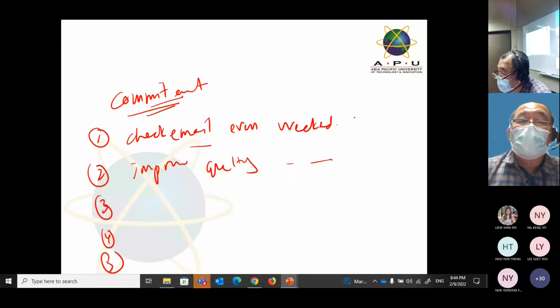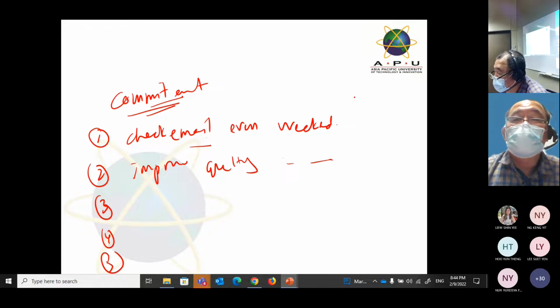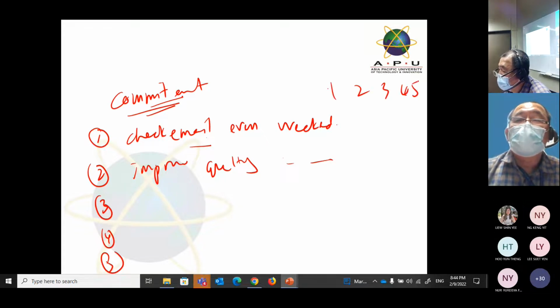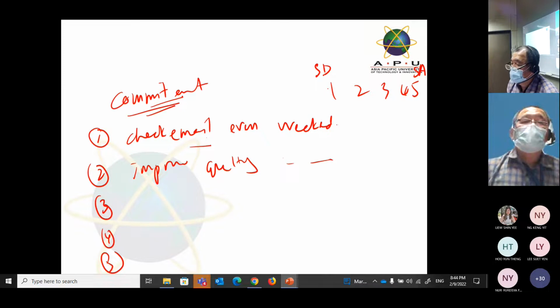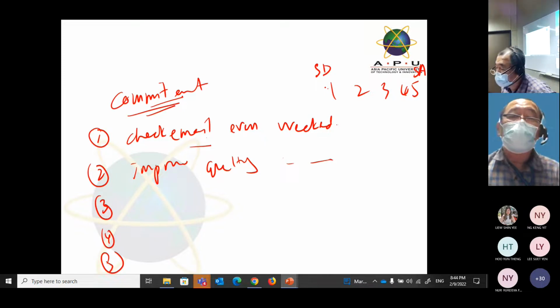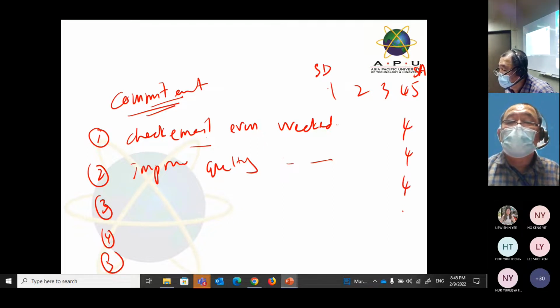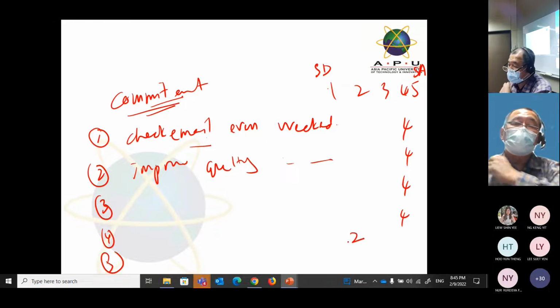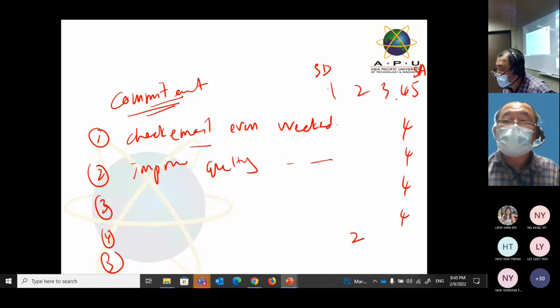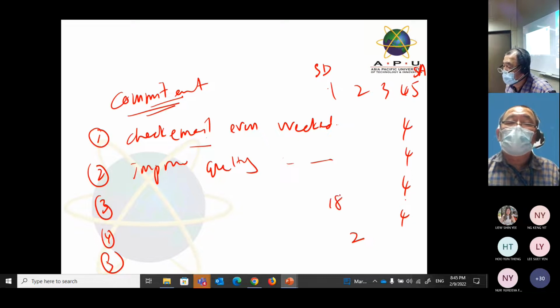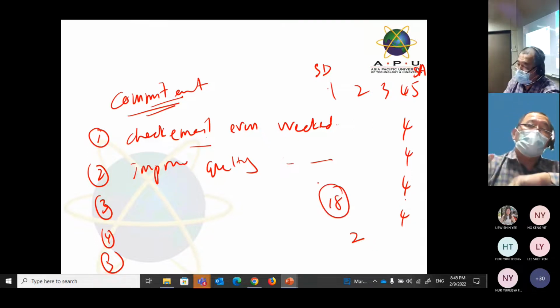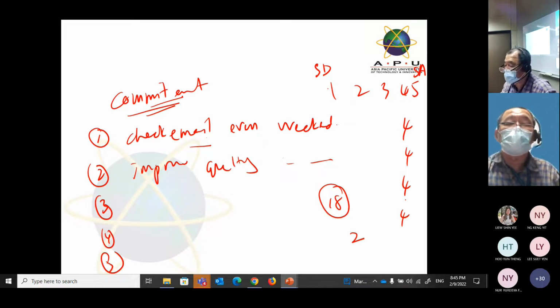Again, we can use the Likert scale 1, 2, 3, 4, 5. 5 is strongly agree, 1 means strongly disagree. Let's say this one employee answers 4, 4, 4, 4, and then here 2. So therefore, you sum together these few numbers and you get 18. It means you key in 18 in the software to do data analysis.